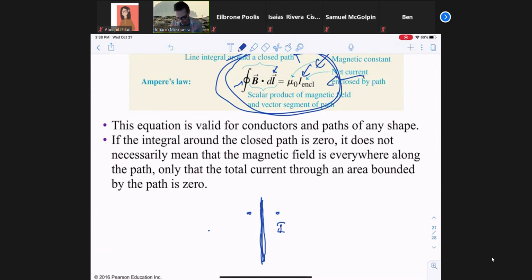Okay, so it only depends on distance. Now what we're going to do is pick a loop. So now I'm going to twist the wire so it comes out of the board. The current is coming out of the computer screen. And what I want to do is figure out the value of the B field at that location. So there's some distance r from the wire.